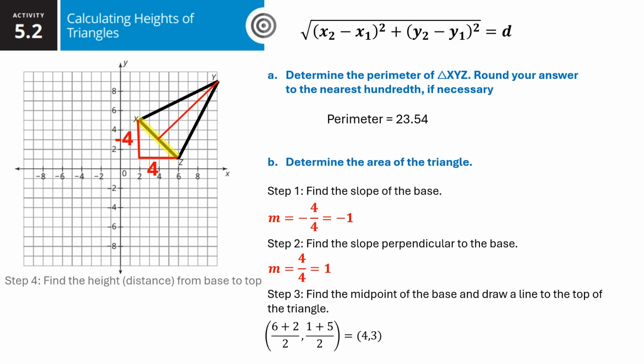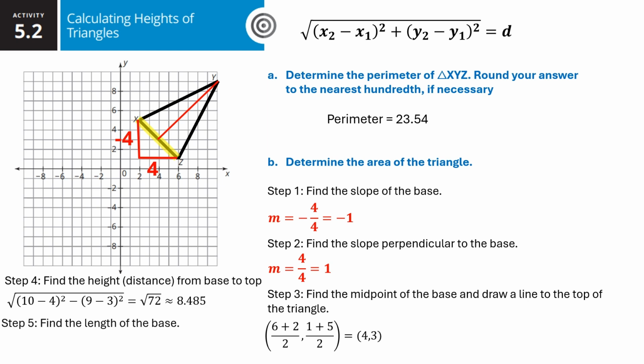The next thing to do is to find the height of the triangle. This means that we need to find the distance between the base and the top of the triangle. After using the distance formula, we can see that the height of the triangle is the square root of 72, which is approximately 8.485.